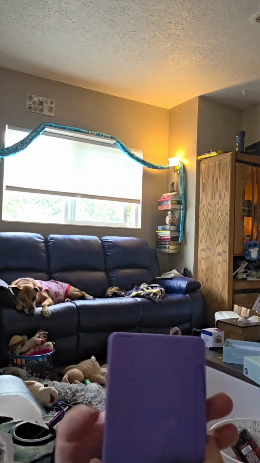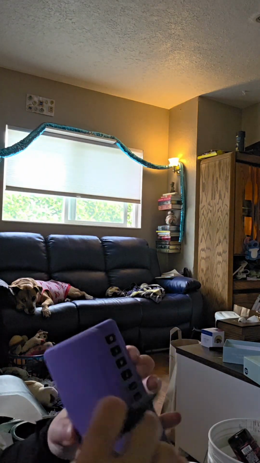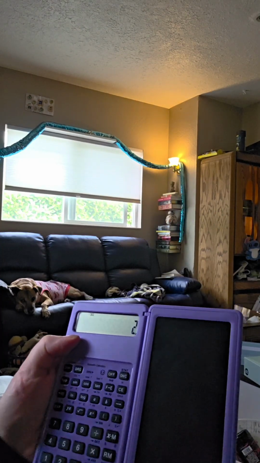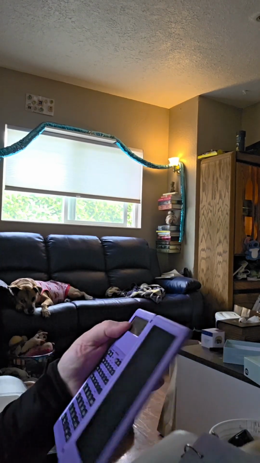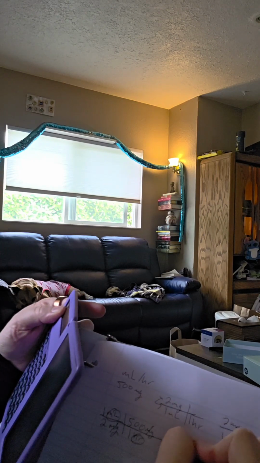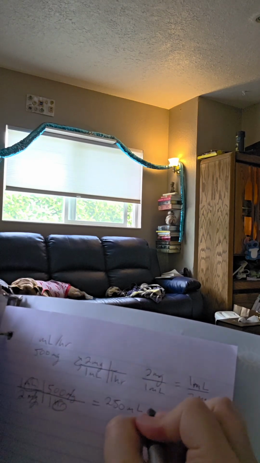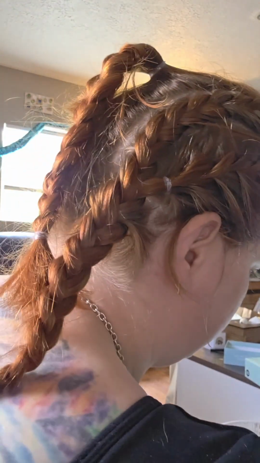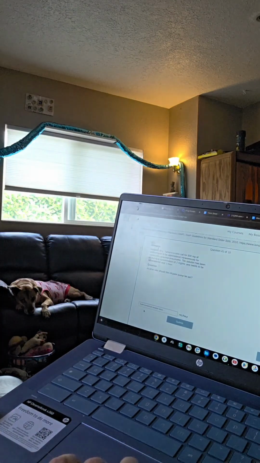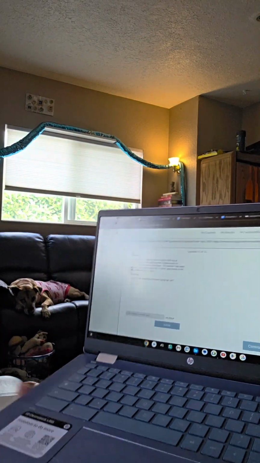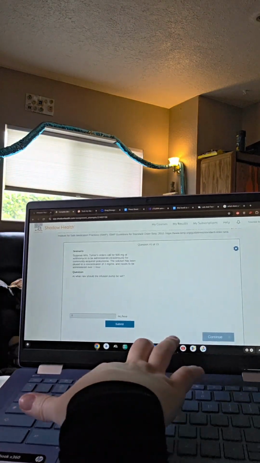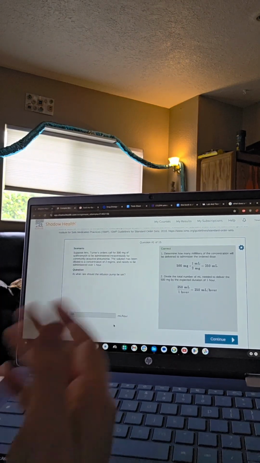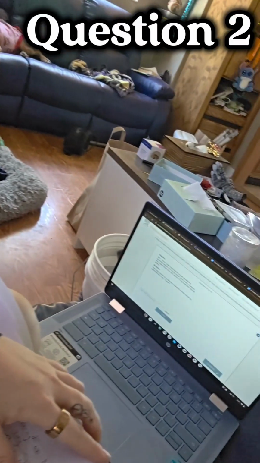So let's do the math real quick. 500 divided by 2 would equal 250. So that'd be 250 milliliters per hour. So let's put that in. 250 milliliters per hour. And that's the right answer. Okay, now we're going to move on to question 2.